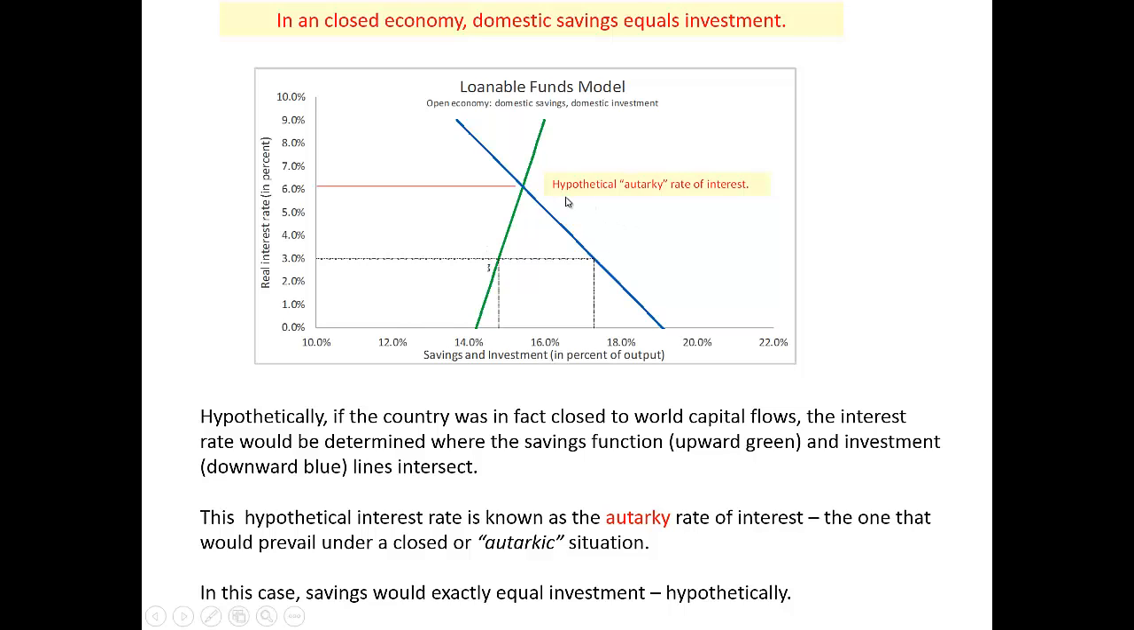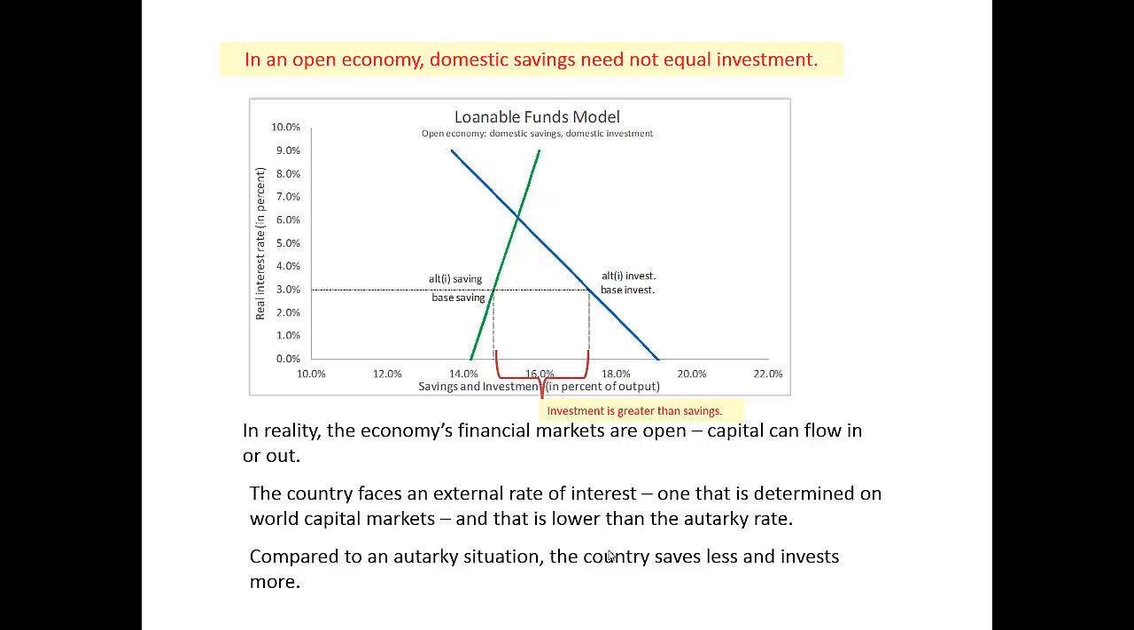Now, let's start off with a hypothetical situation. If the country was in fact closed to world capital flows, if it wasn't participating in world capital markets, the interest rate would be determined where the savings function, the upward green line, and the investment function, the downward blue line, intersect. So this red line tells us the hypothetical autarky rate of interest that equates savings and investment. So autarky is the one that would prevail under a closed or autarkic solution. But this was just a hypothetical.